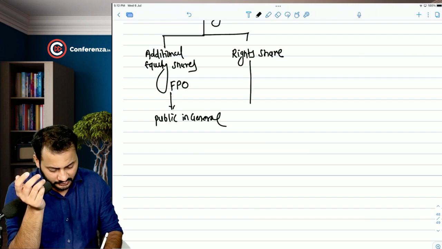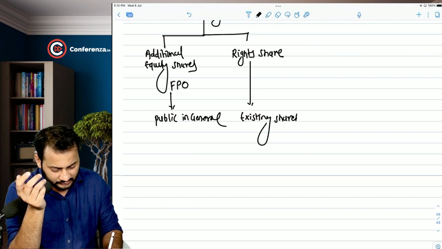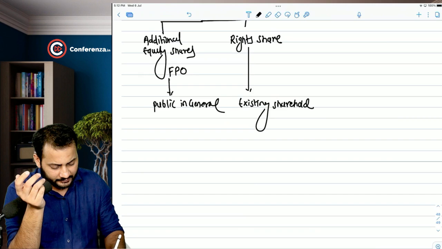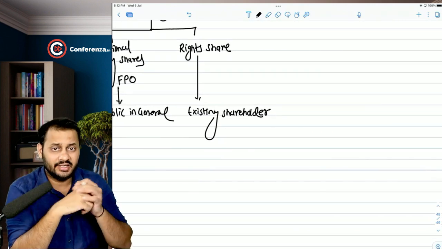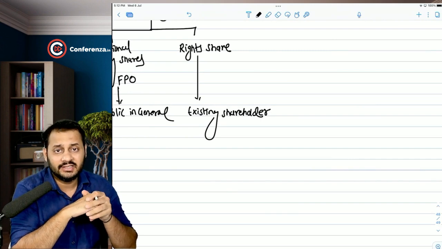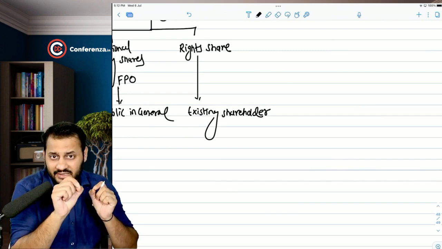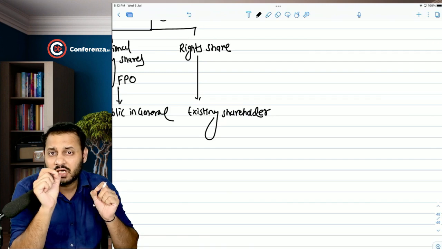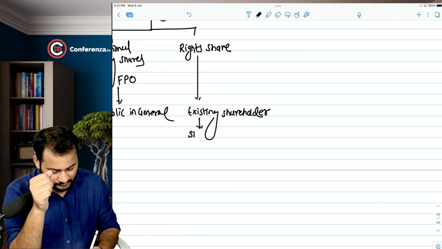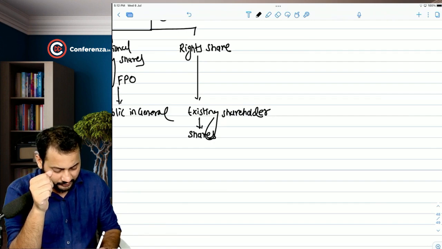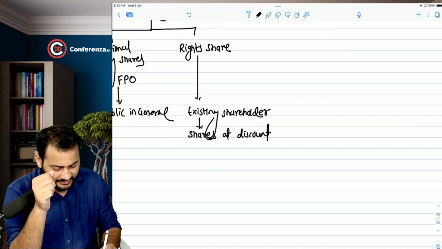But this right is given to existing shareholders, and the right contains purchase or buying the shares at a discounted price. So the company offers shares at a discount to the existing shareholders.